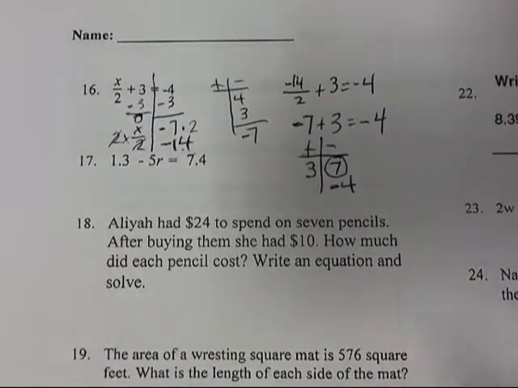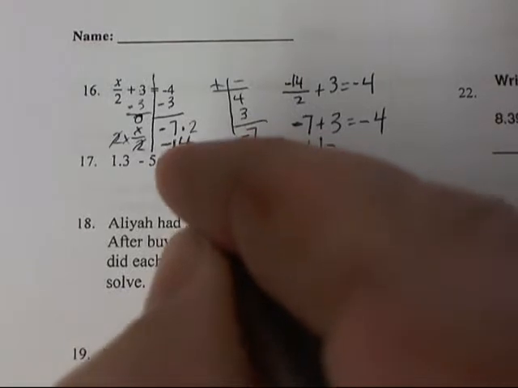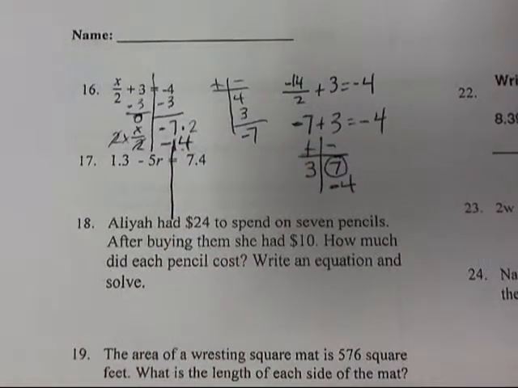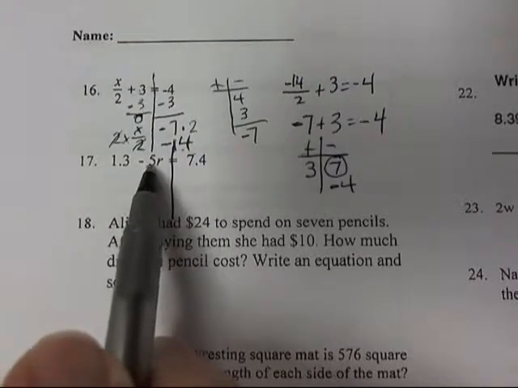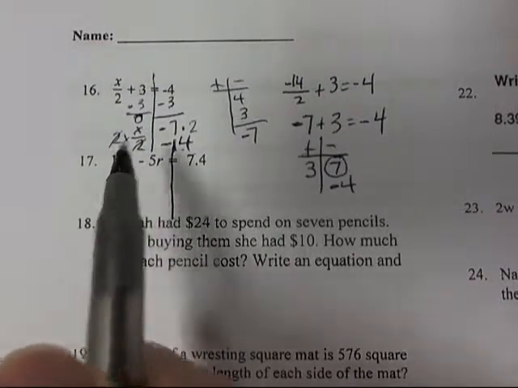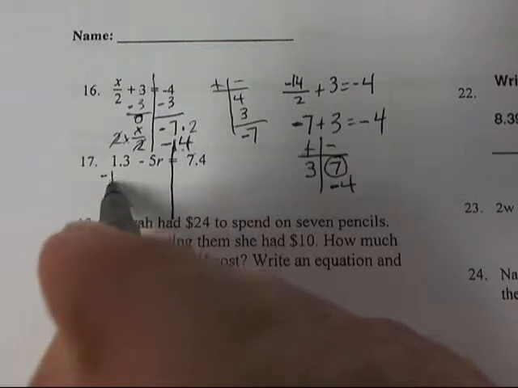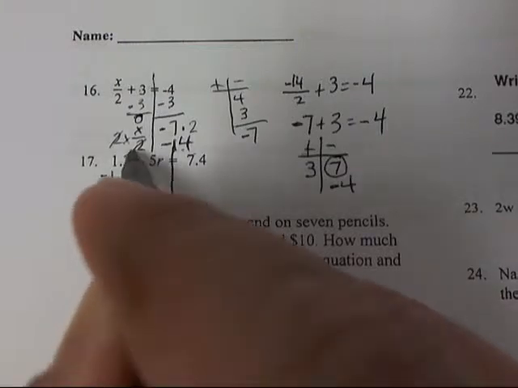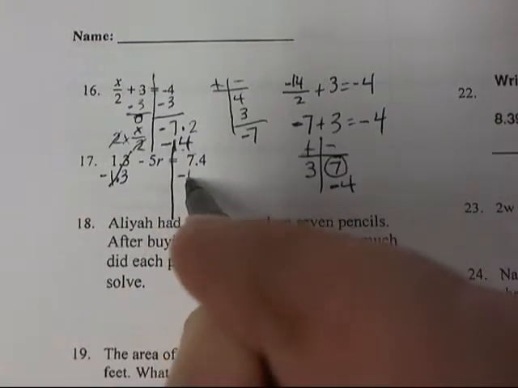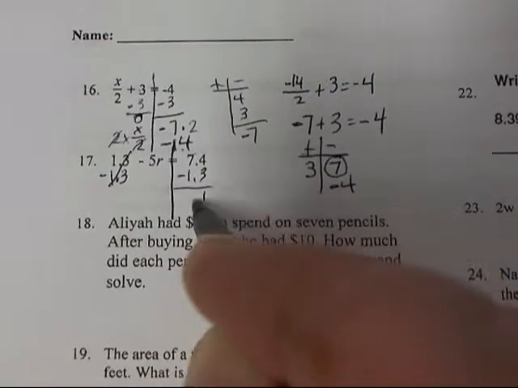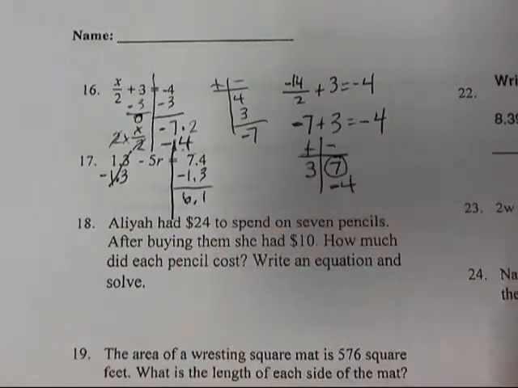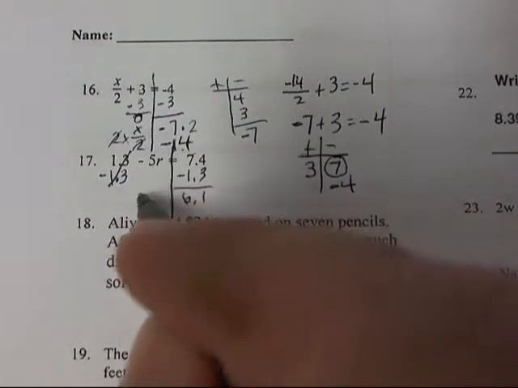Number 17. Draw your line down the equal sign. Let's not worry about the -5r. We need to get rid of the positive 1.3 by subtracting 1.3. So that cancels. And we need to subtract 1.3 from the other side as well. And we're left with 6.1.